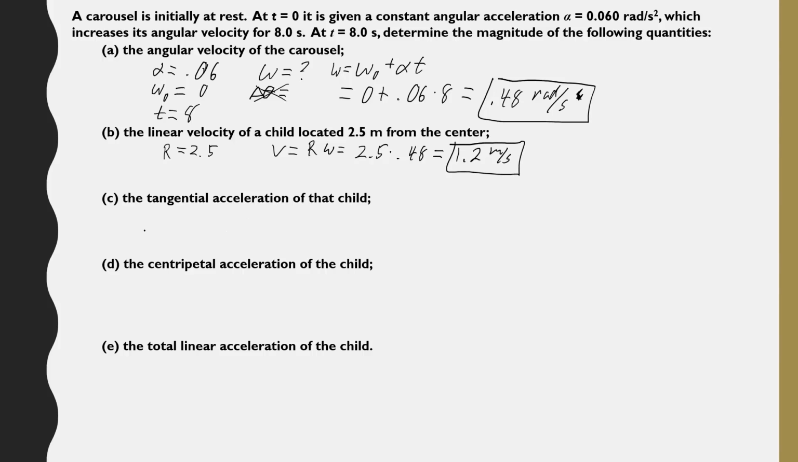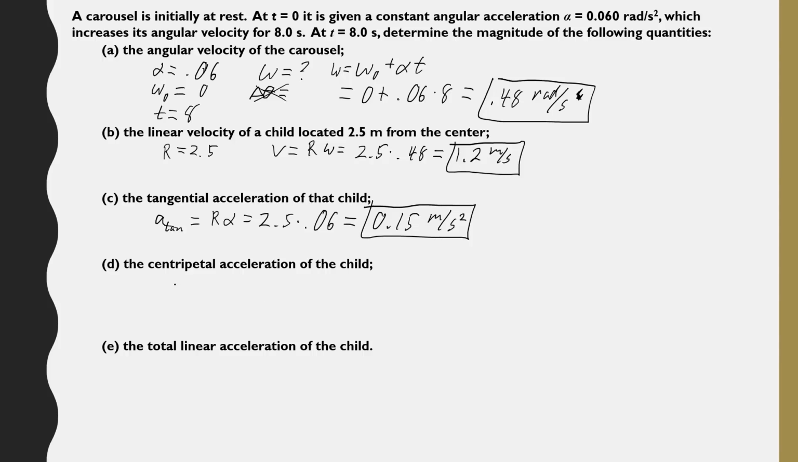Tangential acceleration, that one was r alpha, and we were given alpha, so all we have to do, these are pretty tricky problems, I know, is multiply that alpha by the r, and we're going to get 0.15 meters per second squared.